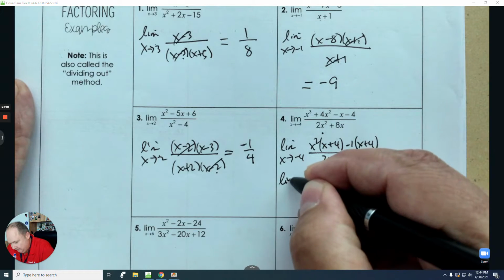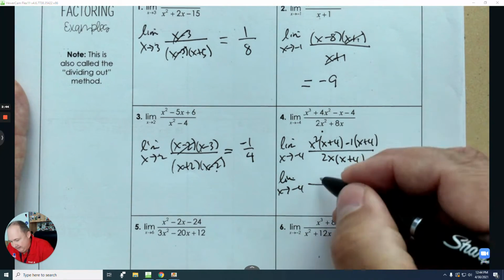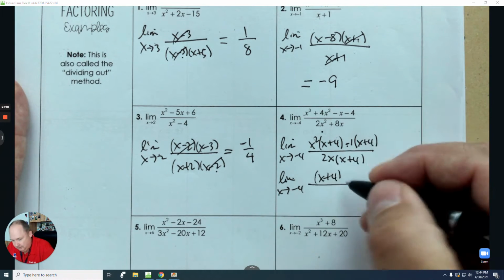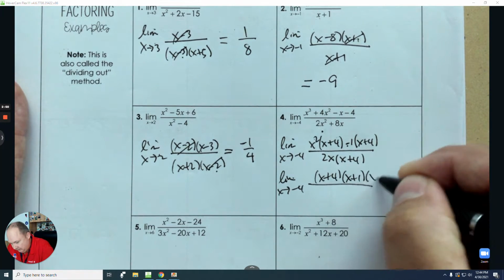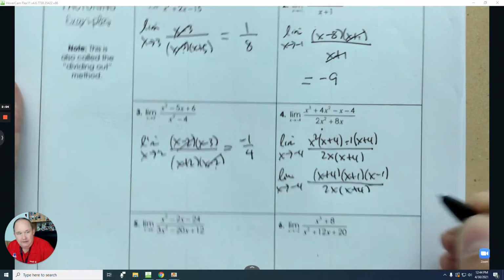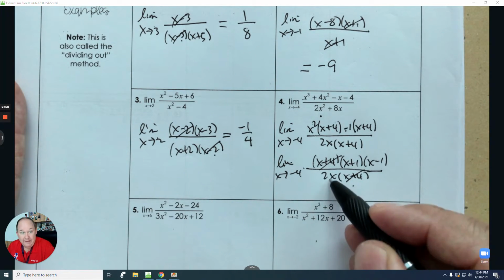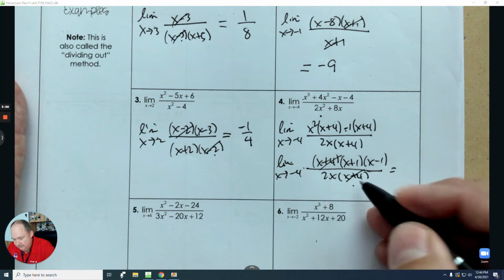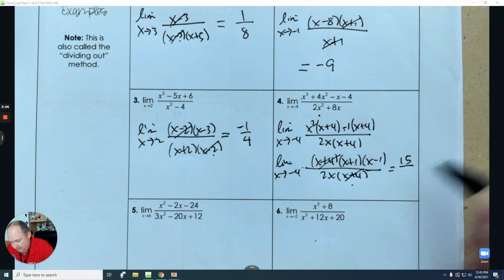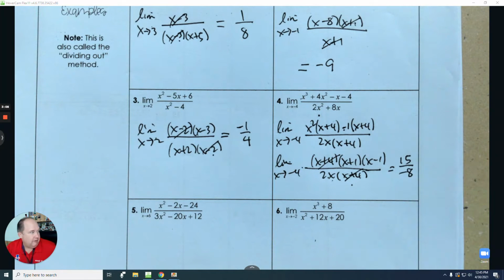We're getting there. So we have x plus 4. I have x squared subtract 1. Well, that's a difference of squares, so I can write that right away, factored. And now that it's completely factored, I can remove the discontinuity that's causing me issues. Now you can plug in -4. So that's -3 and -5. I think that's 15. And this is -8. So I get 15 over -8.